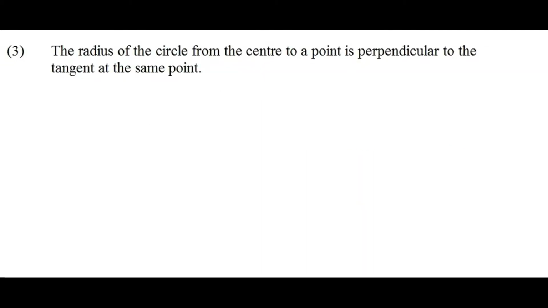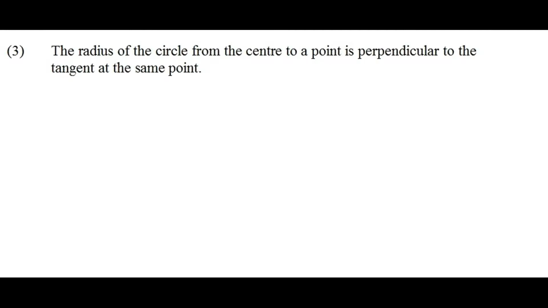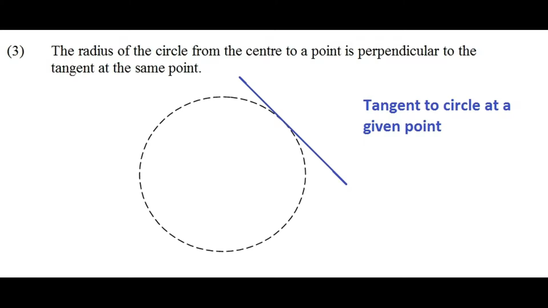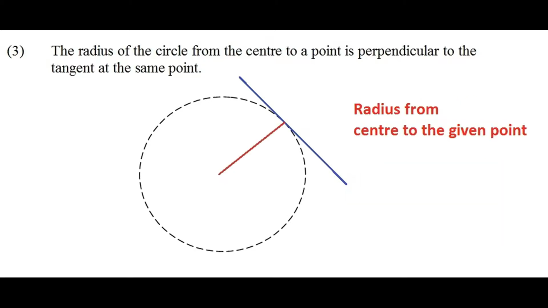Moving on to property number three, the radius of the circle from the centre to a point is perpendicular to the tangent at that same point. So again, if I have a circle like so, and if I have a tangent to this circle, so remember, by tangent, it's a line which meets the curve at one point. Now, if I draw a line from the radius to the tangent to the circle at that same point, the angle between that tangent and the radius of that circle is 90 degrees.